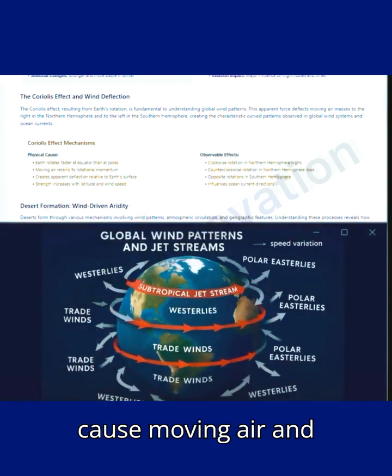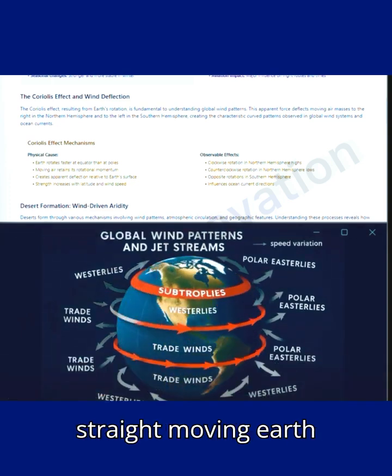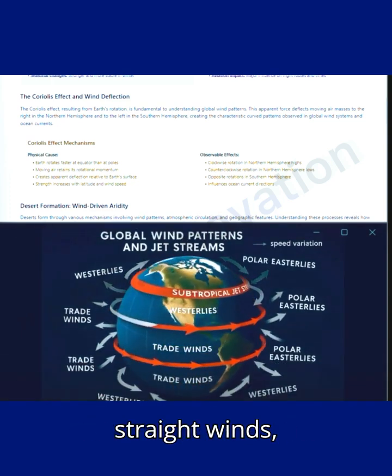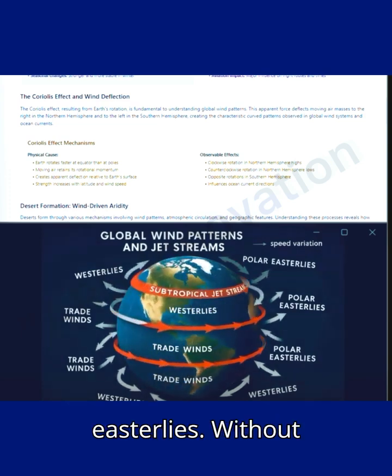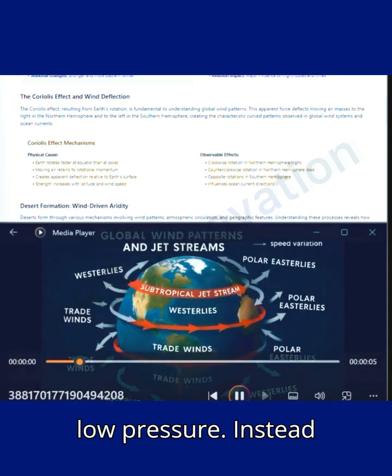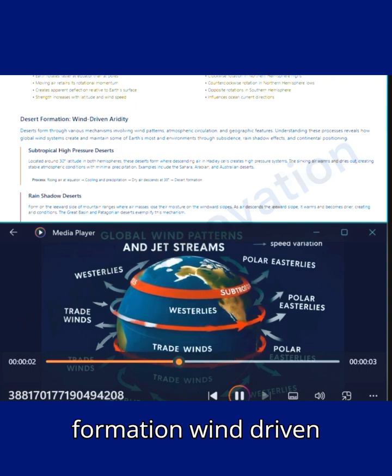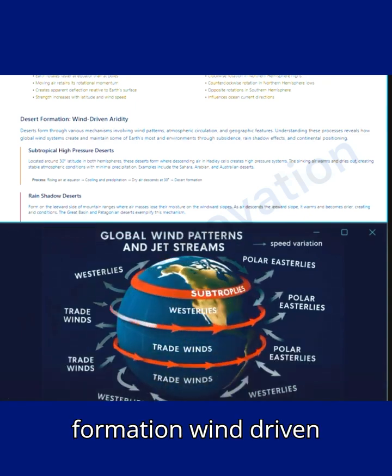Coriolis effect and wind deflection caused by Earth's rotation. It causes moving air and water to deflect. The effect shapes global wind patterns, causing straight moving air to curve and forms trade winds, westerlies and easterlies. Without this Coriolis effect, wind would move directly from high to low pressure. Instead, they are curved and form the global wind belts.